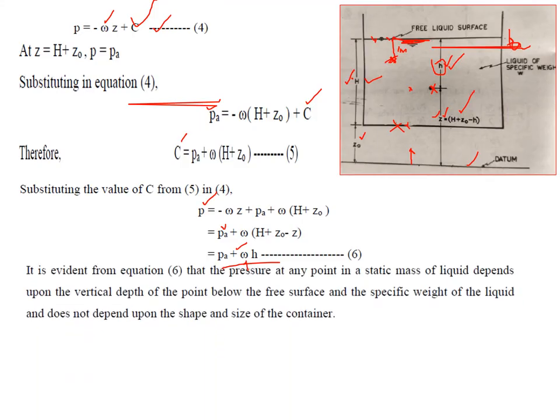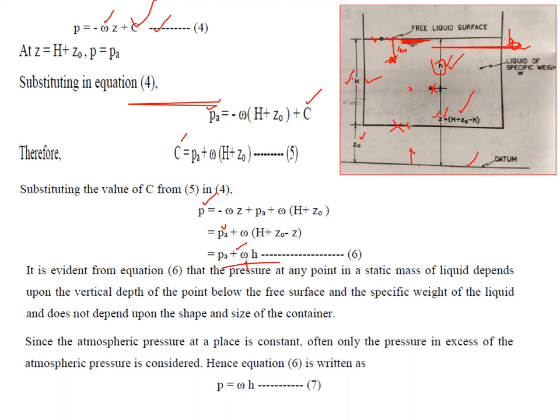Since P is equal to omega into H, and the specific weight of water is a constant, the pressure depends only on the vertical depth of the point below the free surface and the specific weight of the liquid. Nowhere is the shape or size of the container important for us. Only the vertical depth of the point below the free surface is required to find out the pressure, and the specific weight of that particular liquid, but not the shape or the size of the container.